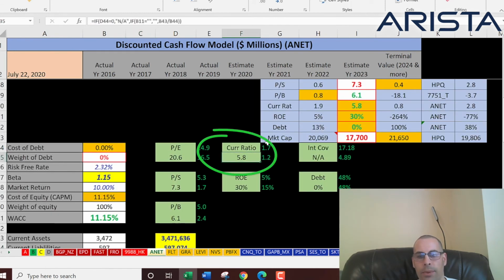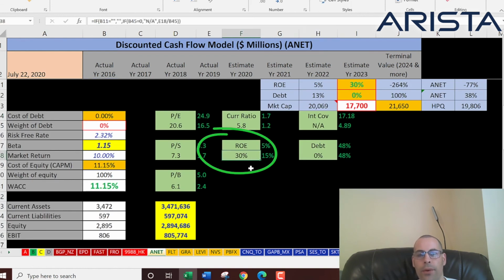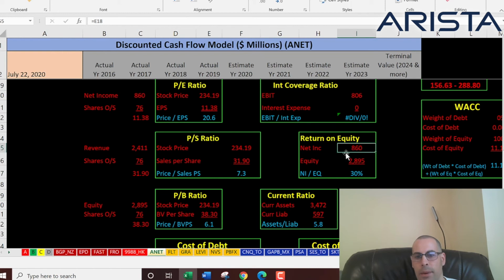Their current ratio is 5.8. They can easily cover their current liabilities. If a company has a current ratio above 2.0, that usually means they're not running the most efficient operation. ROE of 30%, that's really good. I like to see above 20%. That's net income over equity. So they're providing their equity holders a great return on investment.